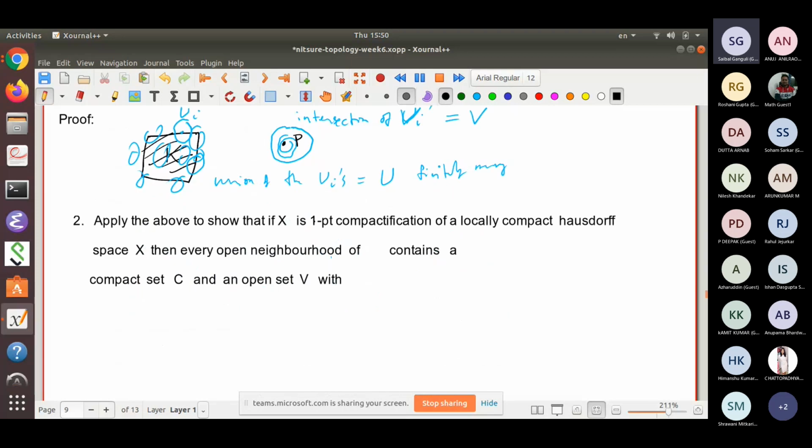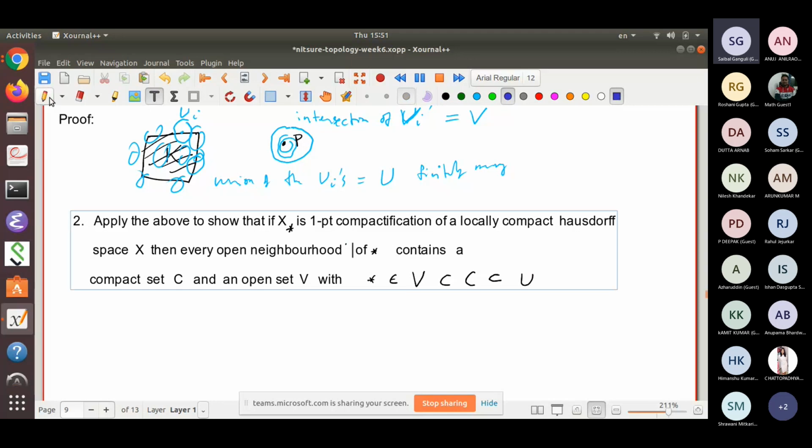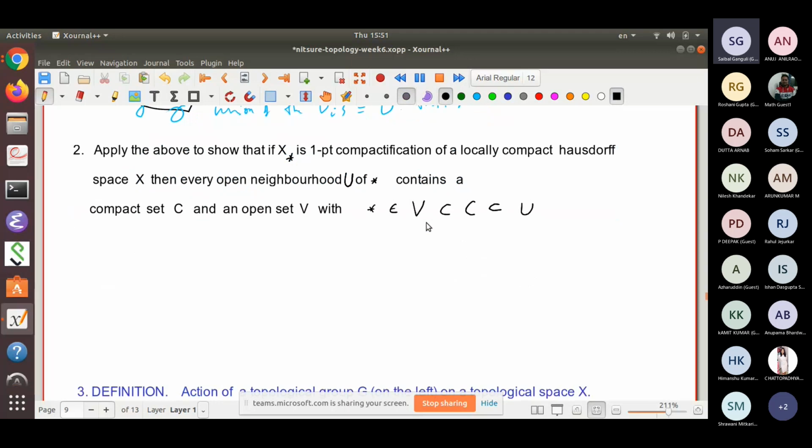Now we can apply the above to show that if X star is the one-point compactification of a locally compact Hausdorff space X, then every open neighborhood U of star contains a compact set C and an open set V with star belonging to V contained in C contained in U. So I need to make some space here. Every open neighborhood U of star contains such sets. So again, a picture will make it clear.